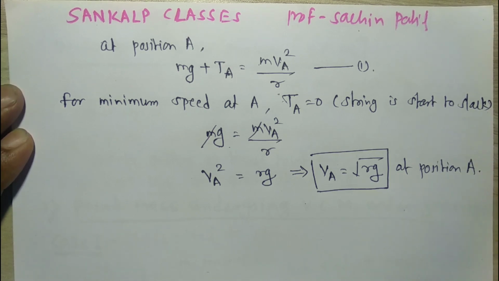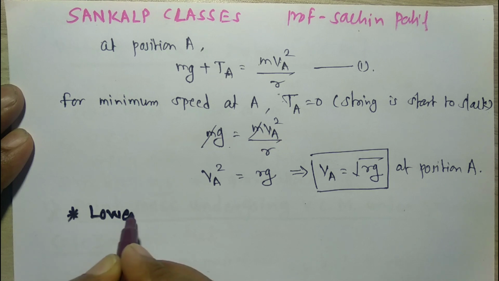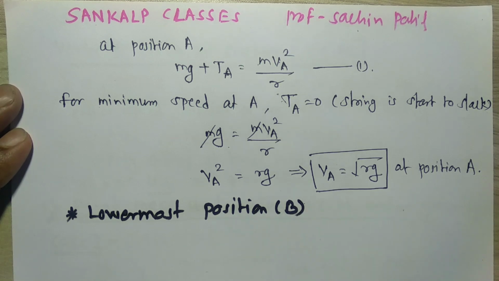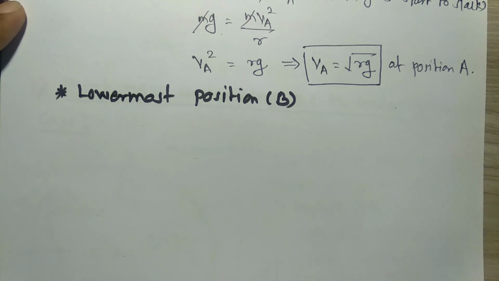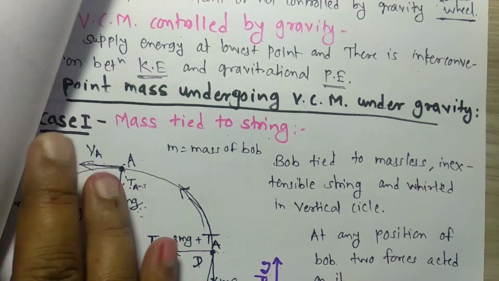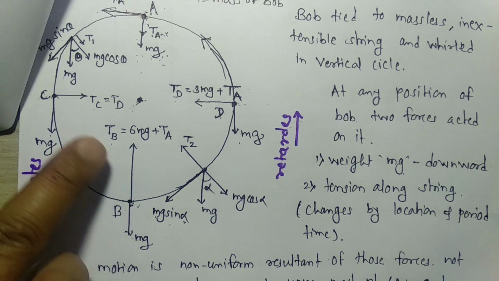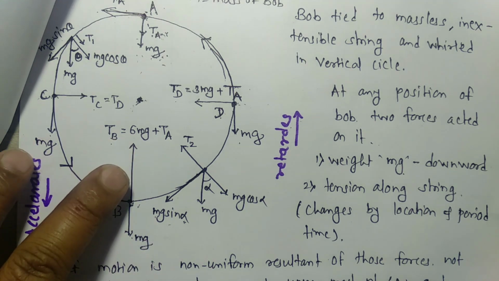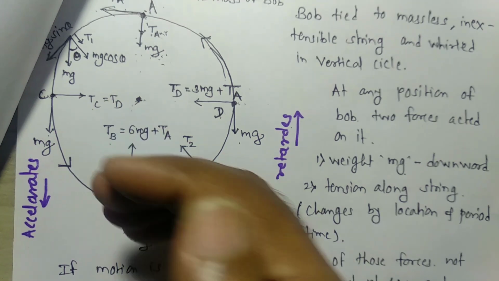Right now we are going with the uppermost point, and the next point is the lowermost position. Once again we have to go with our figure, and at the lowermost point B, tension TB is acting towards the center, and mg is acting away from the center. That means mg is opposite to the tension TB, and these two forces balance the resultant centripetal force.